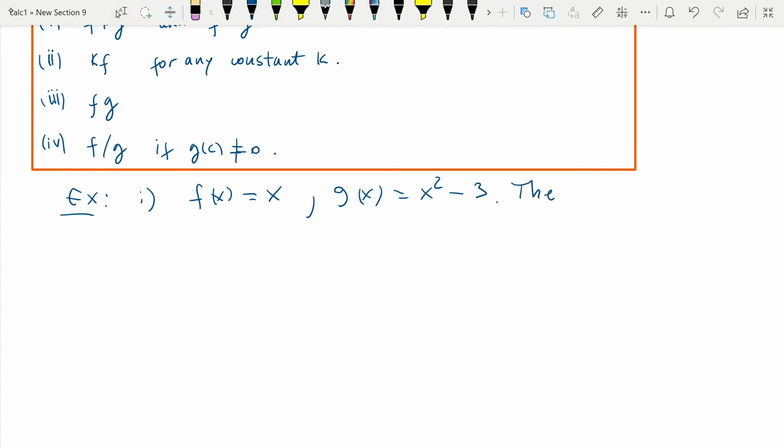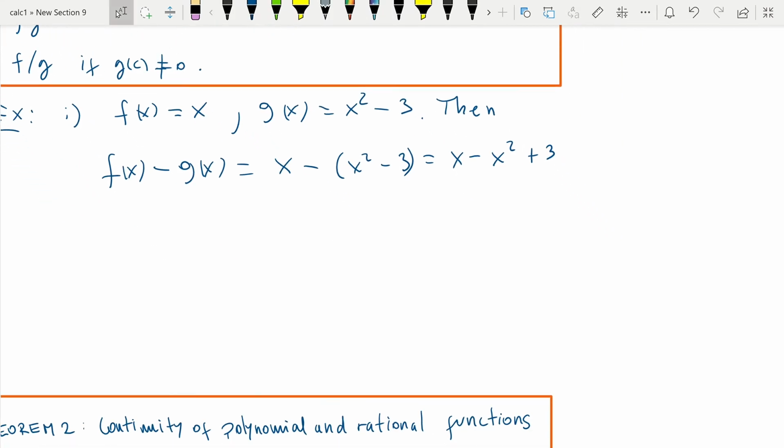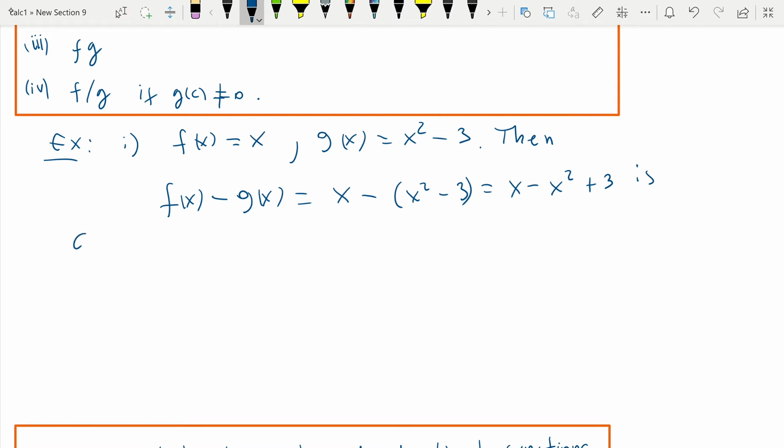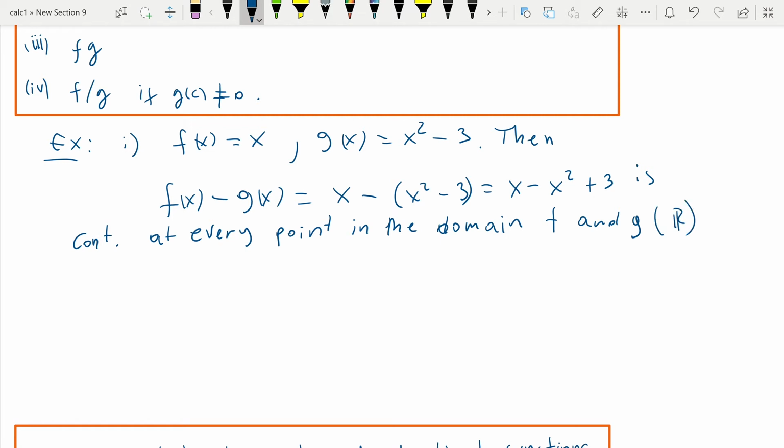Then f of x minus g of x, which is equal to x minus x squared minus 3, which is x minus x squared plus 3, is continuous at every point in the domain of f of g, which happens to be the real line, the real numbers.